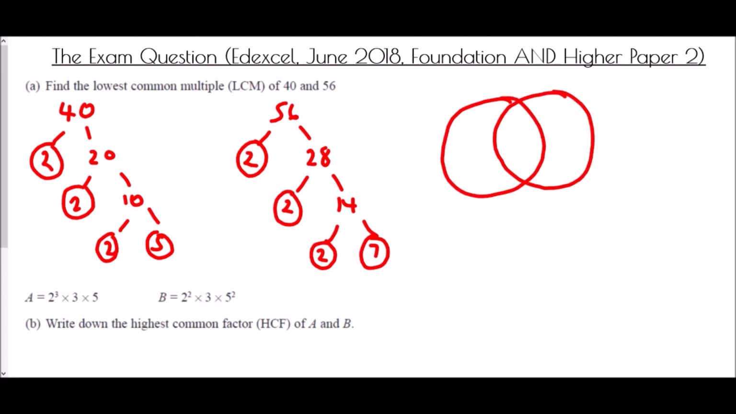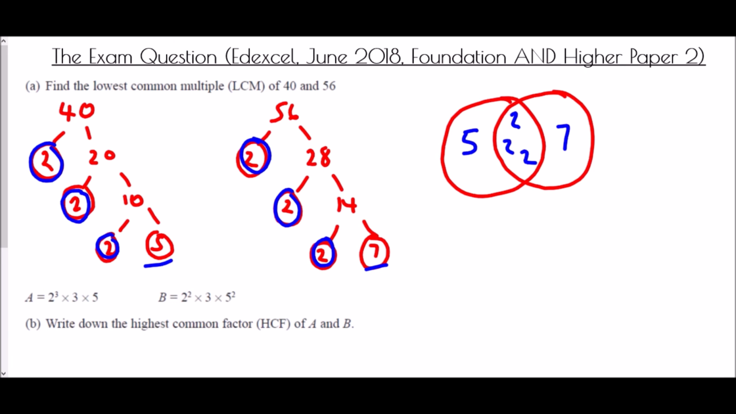What are the common factors this time? So what is in both lists? Well, this 2 is in both of them. This 2 is in both of them. This 2 is in both of them. And the 5 is left on its own. The 7 is left on its own.